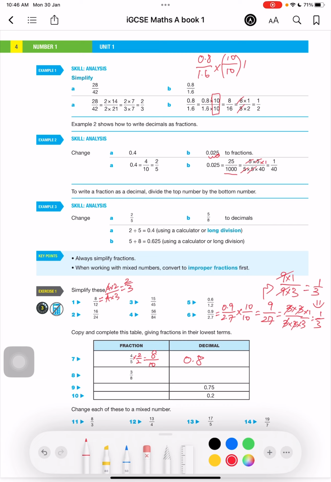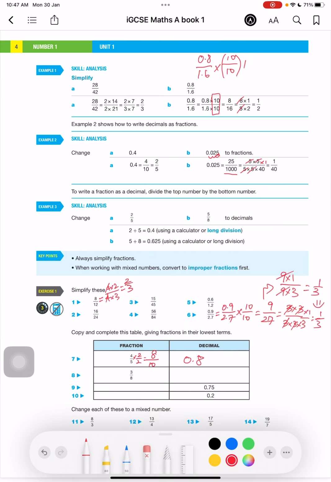Of course, not in all cases will we be able to do it so easily. If we look at question number 8, 3 over 8, it will not be a nice number of tens, 100 or 1000. In this case, we will have to proceed to do our long division.